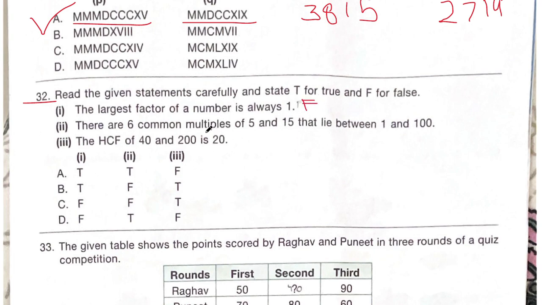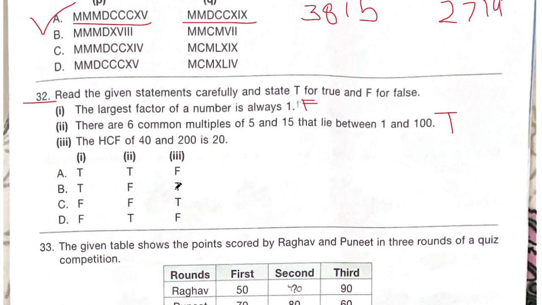Second is, there are 6 common multiples of 5 and 15 that lie between 1 and 100. So we need to find the multiples of 5 and 15 between 1 and 100. Then we'll check the common multiples. When we do all this, we'll get to know that the common multiples of 5 and 15 that lie between 1 and 100 are 6. What are these 6 multiples? 15, 30, 45, 60, 75, 90. These are the 6 common multiples. So this is a true statement.